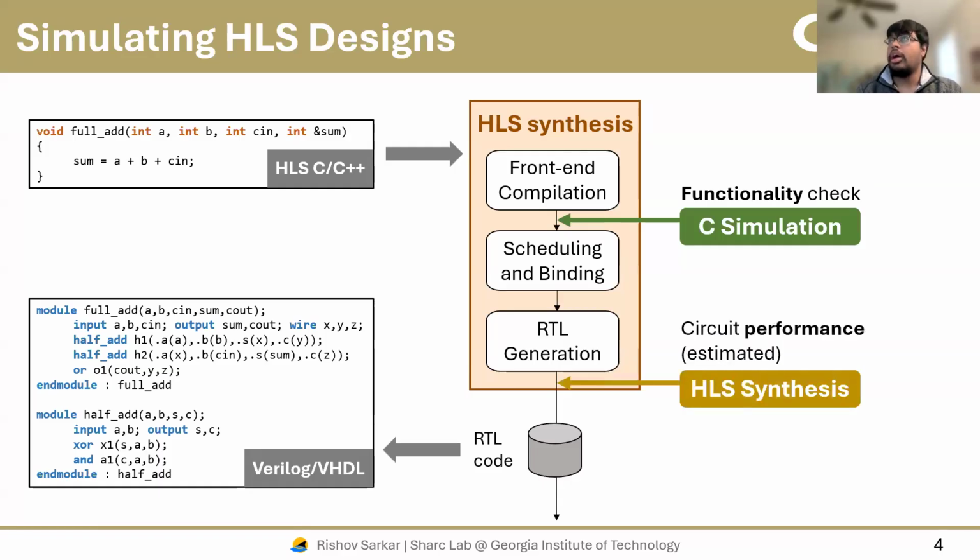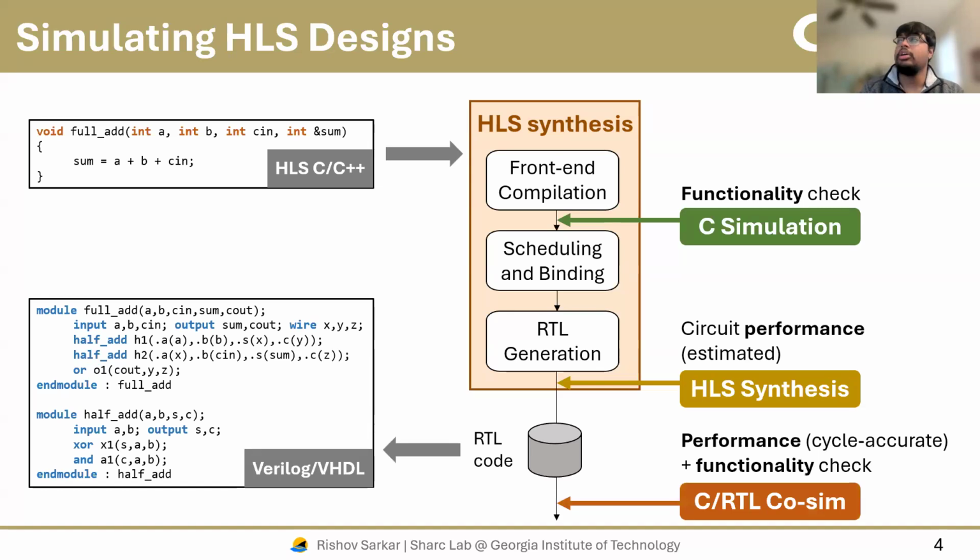That's where, after you run the HLS synthesis process, you end up with an estimated circuit performance. You've seen that synthesis report that Vitis HLS gives you after you run synthesis. It will say that this function is estimated to take this many cycles, and these functions are estimated to take this many cycles. But that is just an estimated performance, and of course, it doesn't really give you any functionality check. It just tells you how many cycles it thinks your design is going to take.